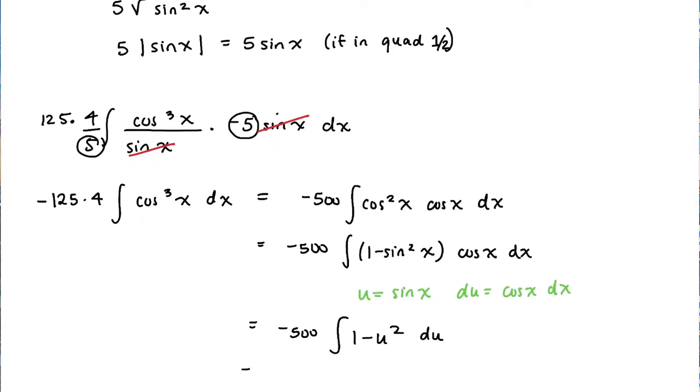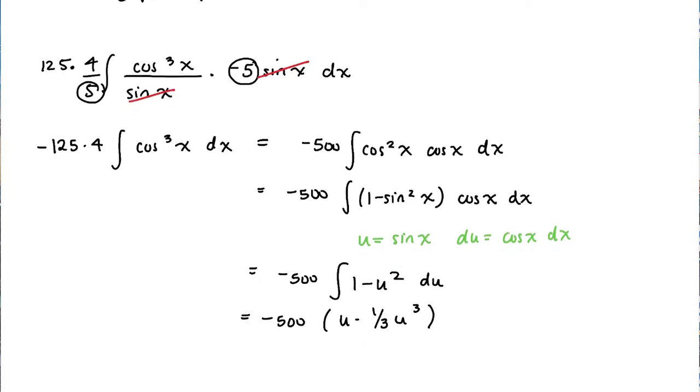And I can rewrite this integral as negative 500 times the integral of 1 minus u squared du. And I get negative 500 times u minus 1/3 u cubed. And reapplying the u back in, I get negative 500 times sine x minus sine cubed x over 3, plus the integration constant.